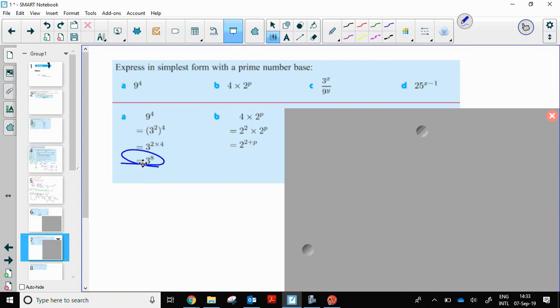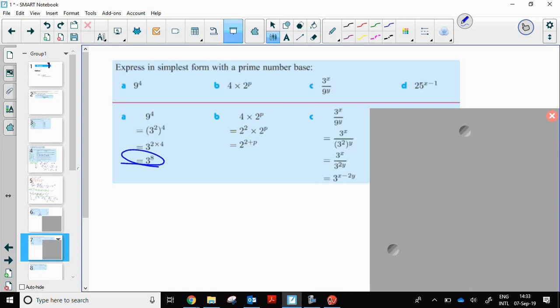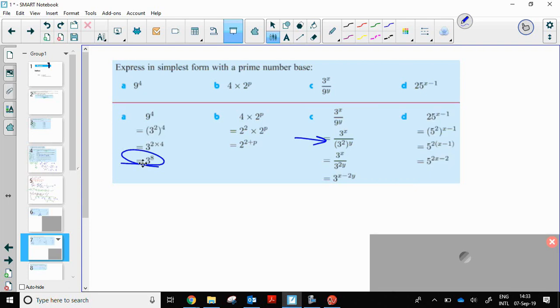Third one, 9 again is 3 squared. So we have 3 to the x over 3 to the 2 all to the y. Let's write that down. Okay, that's what I just said out loud. And then that bottom one becomes just 3 to the 2y. And then subtracting, we get 3 to the x minus 2y. Awesome. And last one, 25 is 5 squared. So we've got 5 squared all to the x minus 1. So we distribute to get 5 to the 2x minus 2.